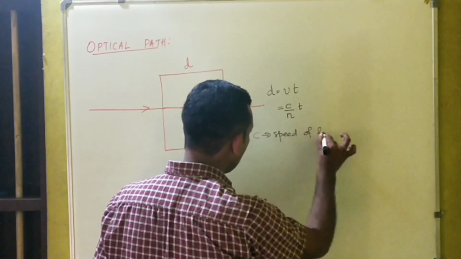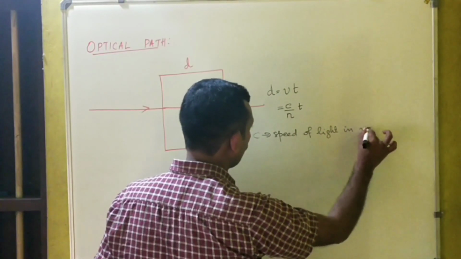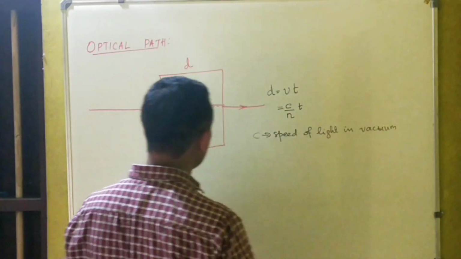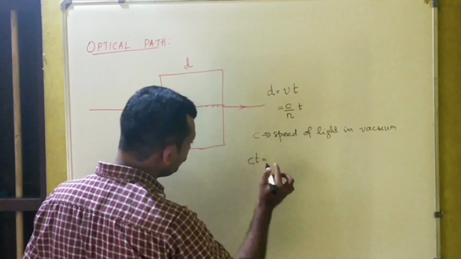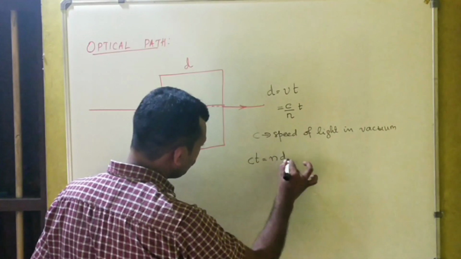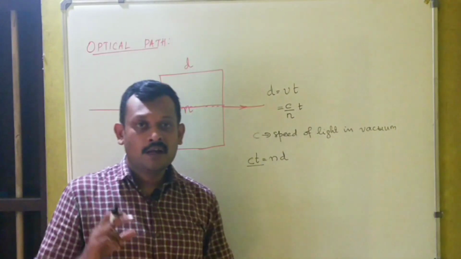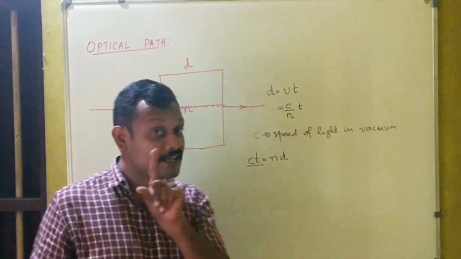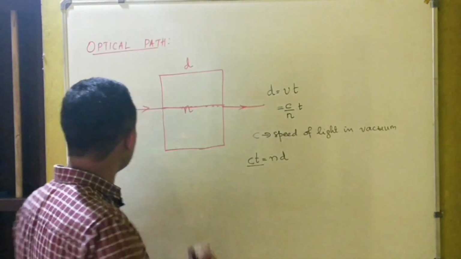Speed of light in vacuum. Right, so from here I can say CT is equal to N into D. What is CT? It is the distance covered in air, right? C is the speed of light in air. T is the time taken to cover this distance in the medium.